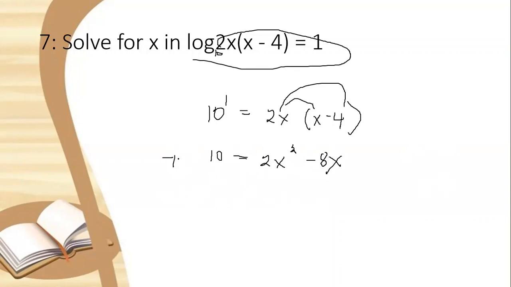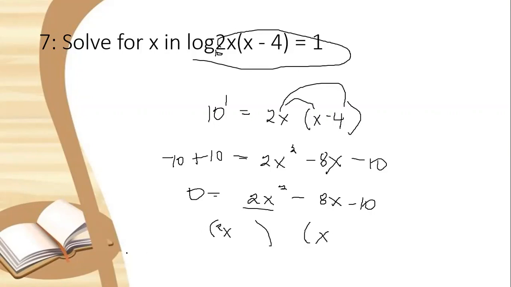Then positive 10. So add tayo ng negative 10. 0 is equals to 2x squared minus 8x minus 10. Then two numbers, factor po natin si 2x and x. And then next po is 10, so 5 and 2. Para po 2 times 5 is 10. And then minus 2 times 2, 2 times x is 2x. 10 minus 2x magiging negative 8x.